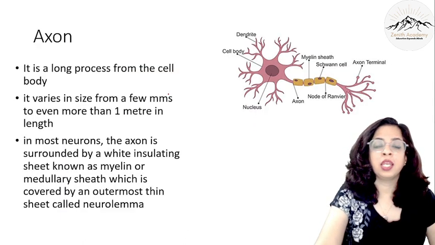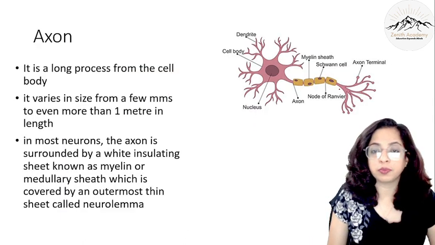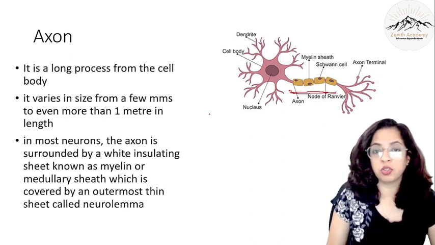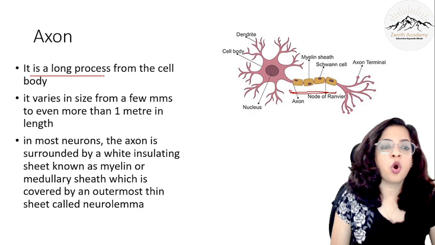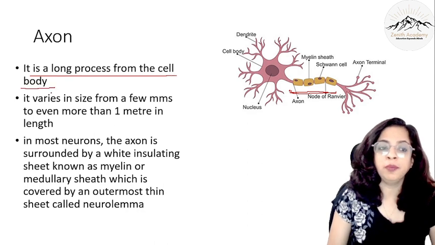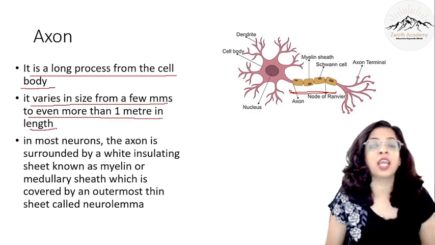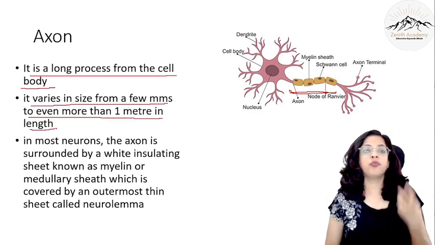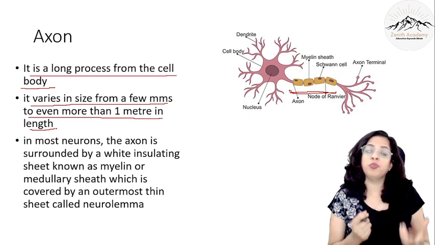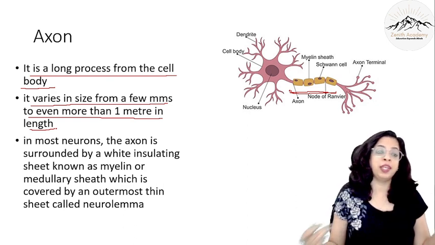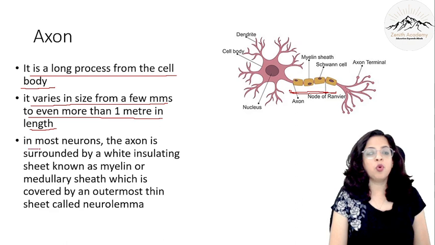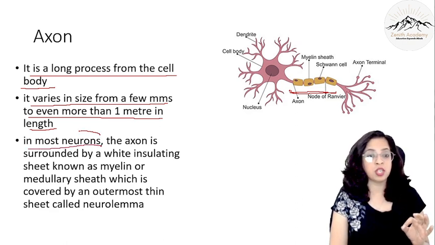Okay, now let's talk about axon. This is axon, the long structure. Okay, so it is a long process from the cell body. It varies in size from a few millimeters to even more than 1 meter in length. It can be so long. So a few axons are only a few millimeters, but a few axons are very long, right?